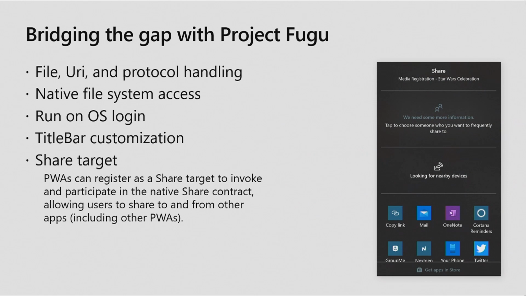Native sharing. Native apps have been able to participate in the operating system's share contract, which allows users to switch contexts and share information between different apps. Now, this OS-curated share experience just feels much more natural than any custom in-app implementation that you can think of. This enables seamless transition between apps that really does maximize ease of use and productivity for end users. Now, PWAs will soon be able to invoke and participate in the native share experience as well.